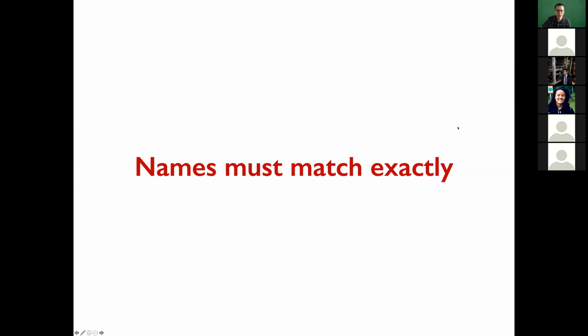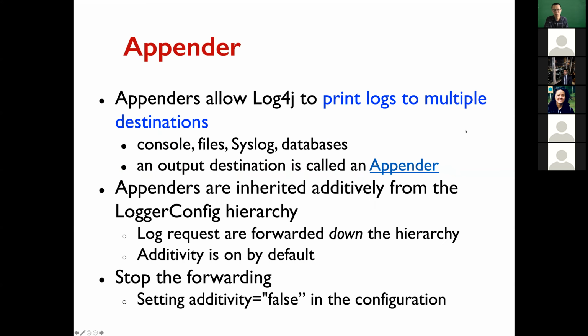So we talked about logger and logger config. The next thing we want to talk about is appender. Appenders are basically considered as a file or a standard output, like console. Appenders allow Log4j to print logs to multiple destinations. Like we can have a console, we can have a file, we can have another file. So those are defining appenders. Appenders can also be databases, can be syslog. Syslog is a centralized location for log messages. So each output destination is called an appender.